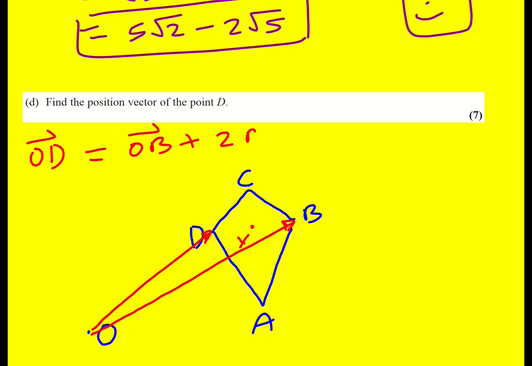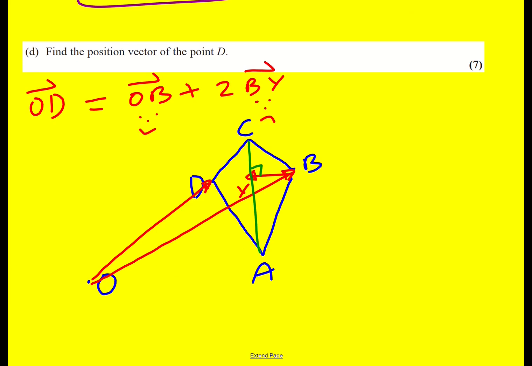Plus 2 lots of BY. Now we know what this is, so this is great, but we don't know what this is. B to Y. The reason that I'm using this formula and not say O to C and then to D is that I don't have any information about C to D, but I do have some information about B to D because this is a kite. And if we draw a line going down from here to here, then there is a right angle between BY and CA. And that is the crucial thing we need for this question.